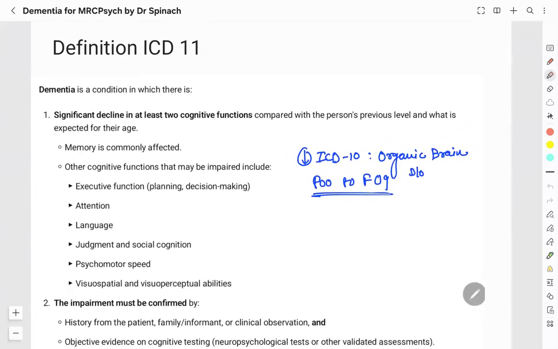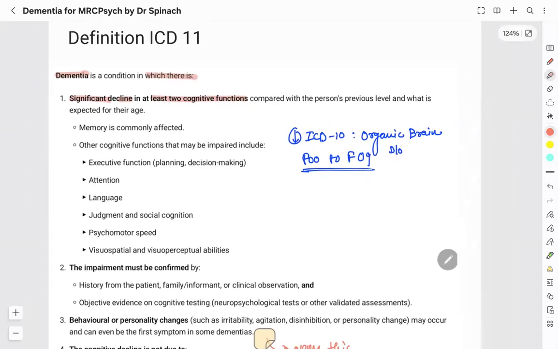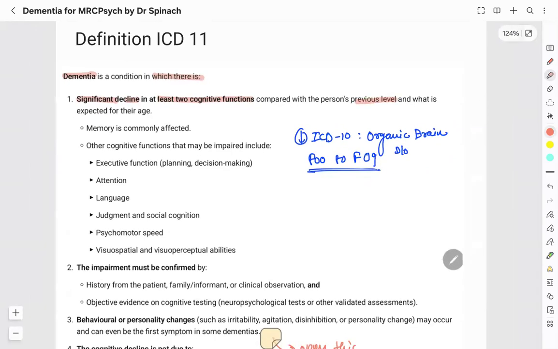So dementia, this is the definition from ICD-11. Dementia is a condition where there is significant decline in at least two cognitive functions compared with the person's previous level and what is expected for their age. So there are two, three things that it says: at least two cognitive functions, and the same is described in DSM-5, and the previous level of functioning should be impaired as expected for their age.